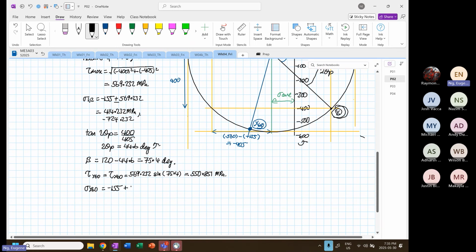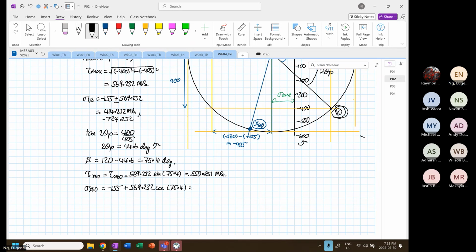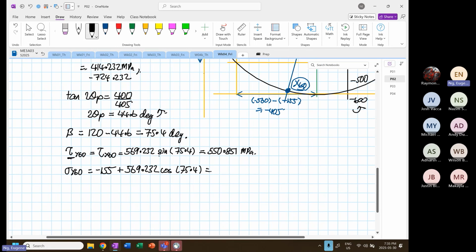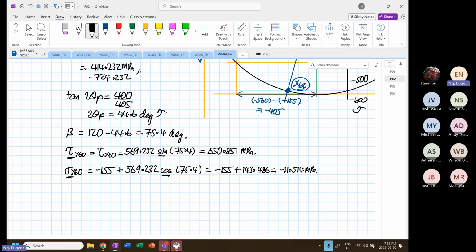And now we know that this will be 569.232 cosine 75.4. Why do I do the shear first? Because for the shear I used sine already. When you do the normal stress, it's going to be cosine, so you will not make a mistake at all. So what you have is minus 155 plus 569.232 times cosine 75.4, 143.486. So this will be equal to minus 155 plus 143.486, which is minus 11.514 megapascal.